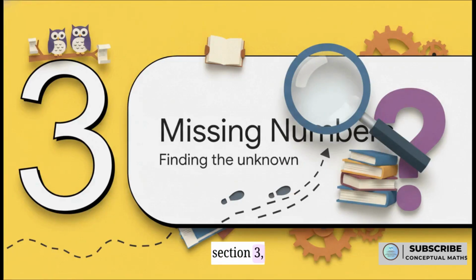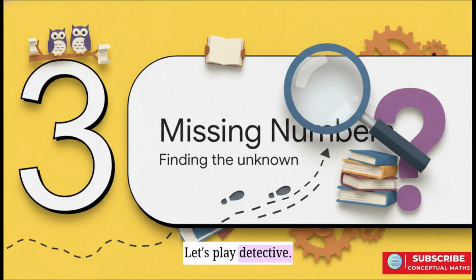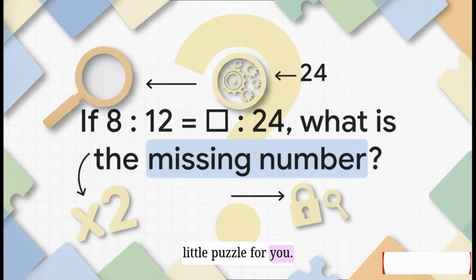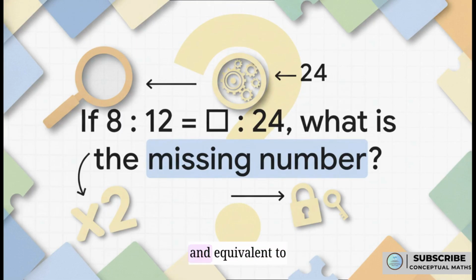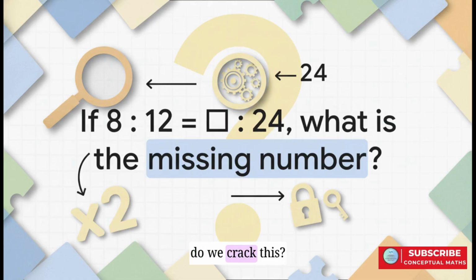All right, section 3, the magic of missing numbers. Let's play detective. So here's a fun little puzzle for you. We know that 8 to 12 is mathematically equivalent to a mystery number to 24. How on earth do we crack this?